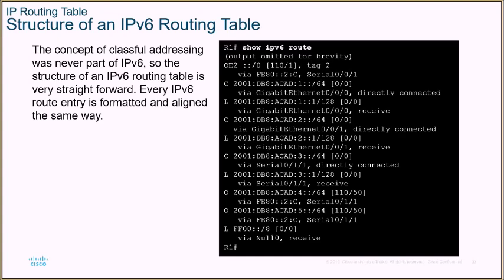All right, structure of the IPv6 routing table. Because there is no classful addressing of any type, I think they're just basically done in numerical order. So the structure of the IPv6 routing table is very straightforward. Every IPv6 route entry is formatted and aligned the same way. So there's no such thing as a parent or child route in IPv6.